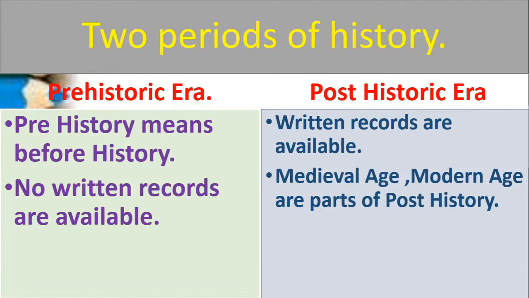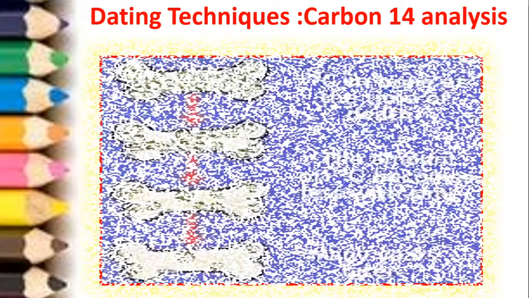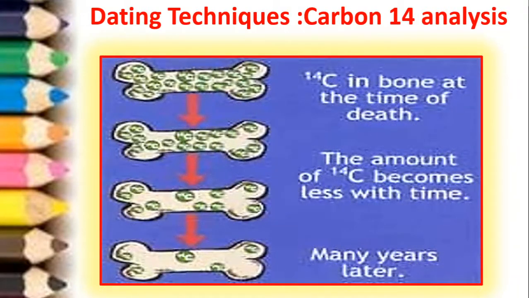Now, how do you know how old a thing is? Okay, how do you know? When you talk about something which you get from history, how do you decide whether it belongs to the prehistoric era or the post-historic era? So you have various methods which scientists use, which are called the dating techniques. And one such method is the carbon analysis technique.